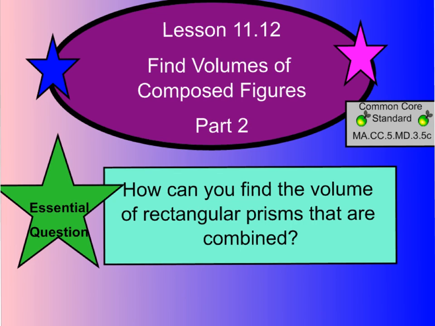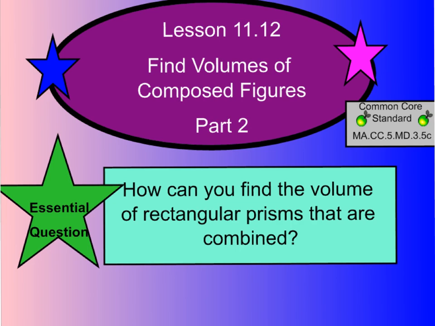The essential question for tonight is how can you find the volume of rectangular prisms that are combined? Tonight I'm going to teach you a different strategy than we learned last night. Yesterday we talked about how you can find partial volumes and add the two together. But tonight's strategy is going to be a little bit different. We're going to talk about how you can find an imaginary volume and subtract it from the rectangular prism.